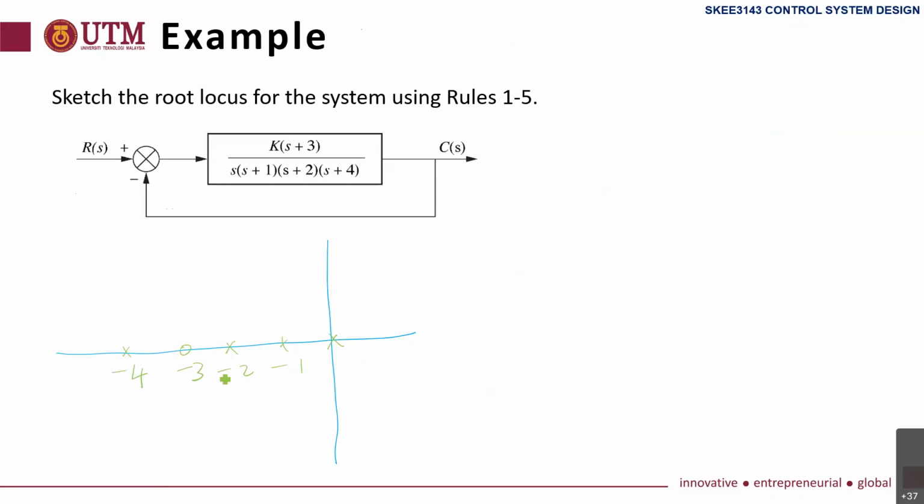Now use rule number 3 to plot the root locus on the real axis. Now I want you all to plot the root locus on the real axis.